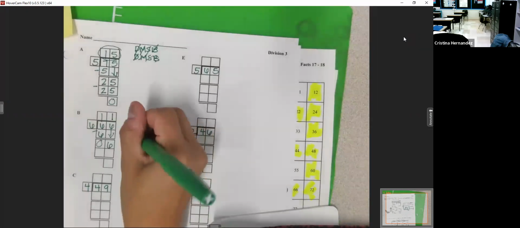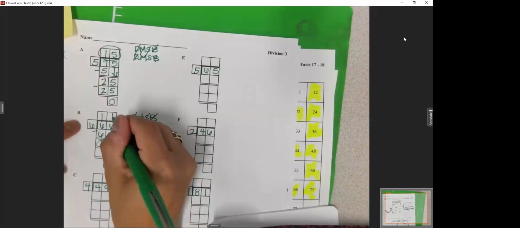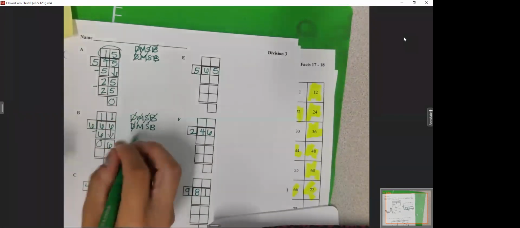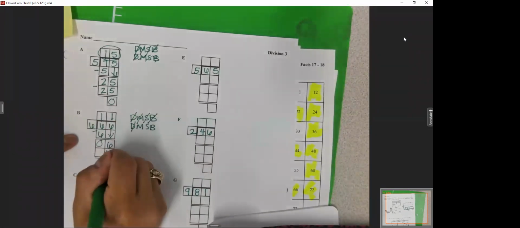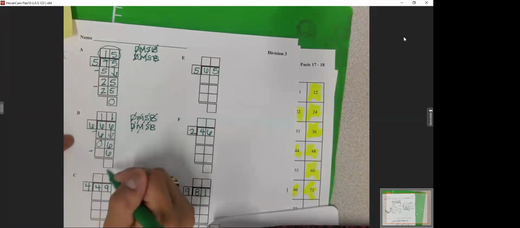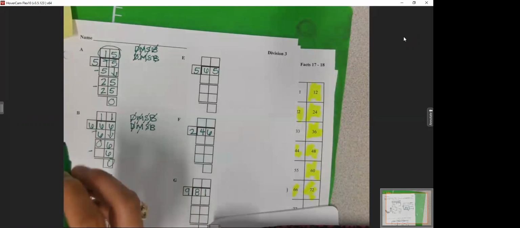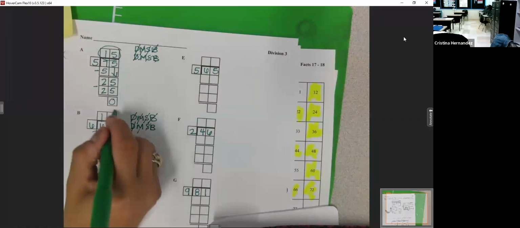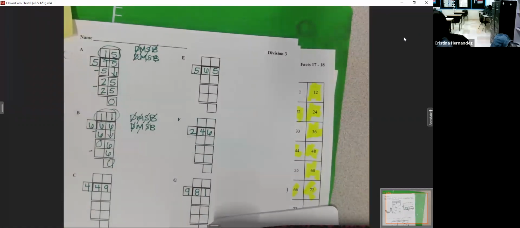We divided. Now we're going to multiply. 1 times 6 is what? 6. And we're going to subtract again. 0. And our answer is what? 11. Remember, you're doing this on Friday. So if anything, I might help you set it up, but that's about it.